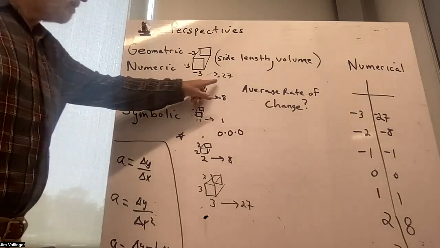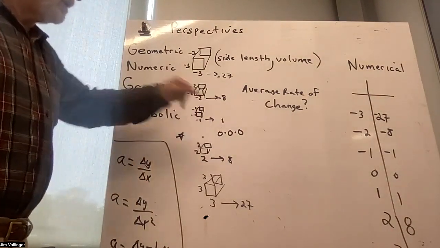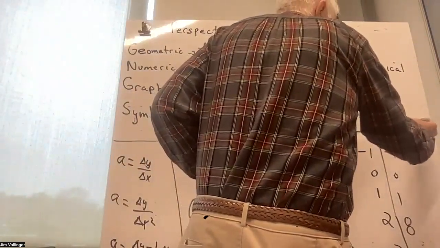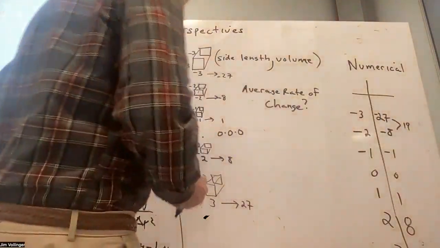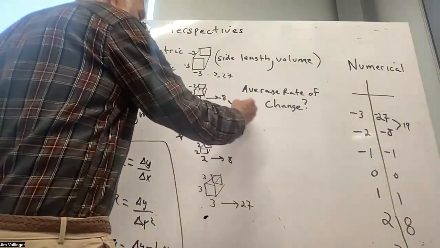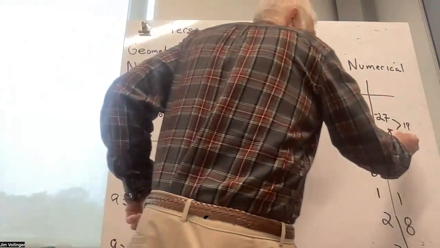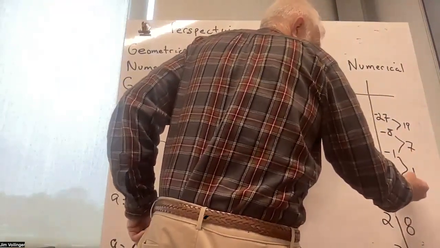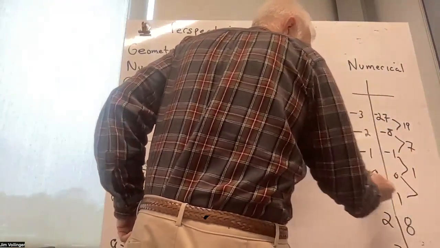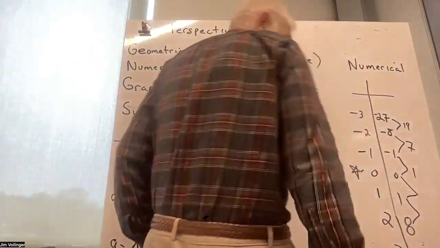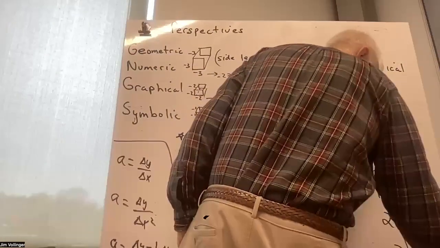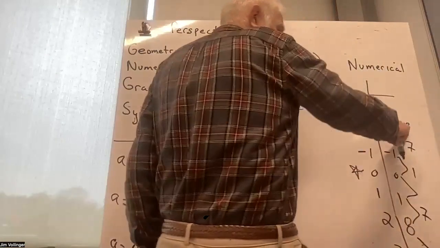So we can see that -27 to -8 is going up numerically 19 units, and -8 to -1 is going up 7 units. Then we got a 1, an interesting situation here. 1 to 8 is 7, and then back to 19. So it looks like things are changing in a positive direction.